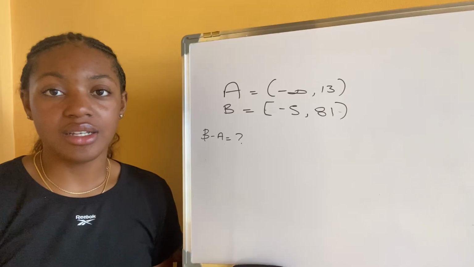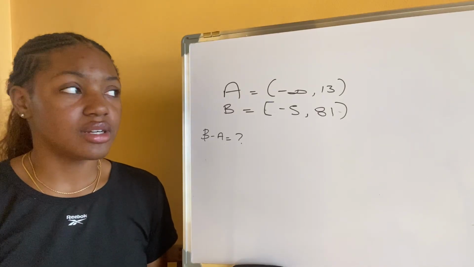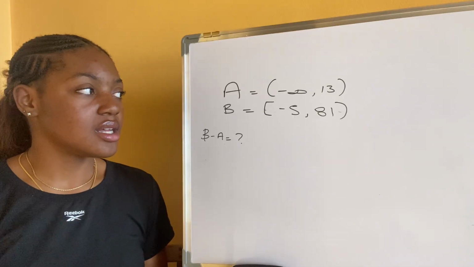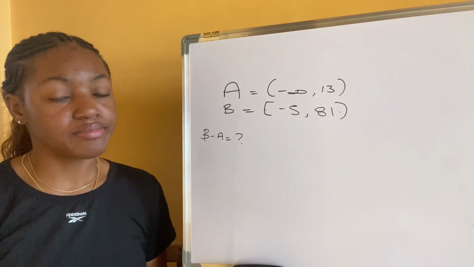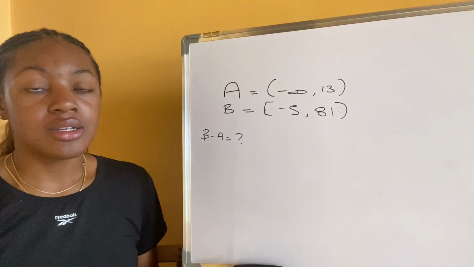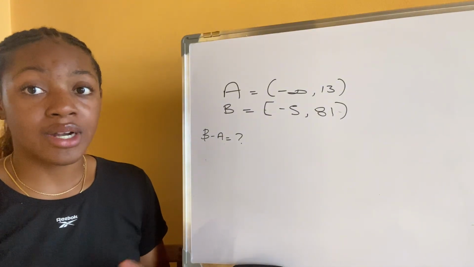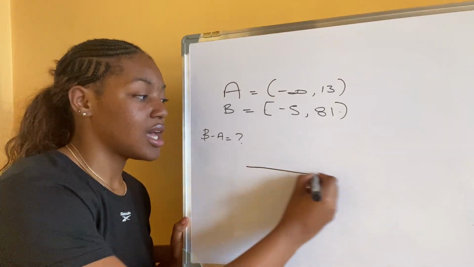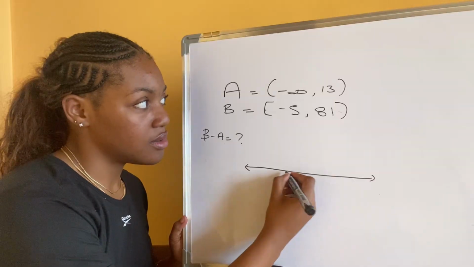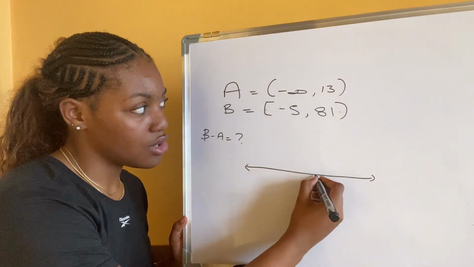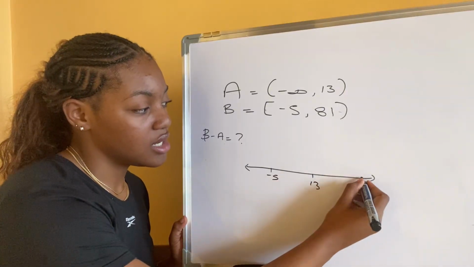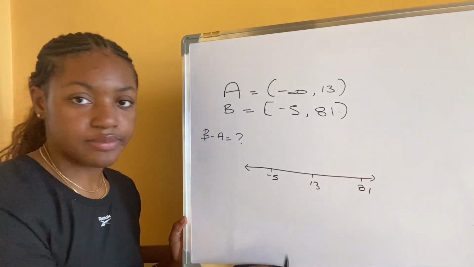We're given that A is equal to negative infinity and 13. That's the interval for A, and then B is negative 5, 81. And the question is asking for B minus A. So the first thing we'd have to do is draw our diagram, being the number line, to basically represent these two intervals. So we're gonna put negative 5 here, 13, and 81.